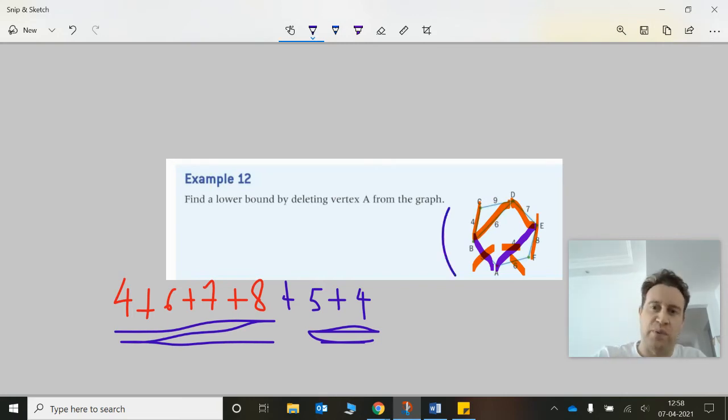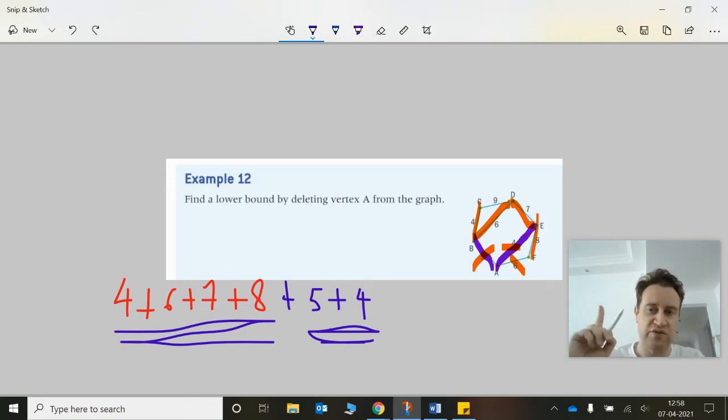Now, it's possible that actually gives us a viable Hamiltonian cycle. In this case, clearly it didn't. But if it gave us a viable Hamiltonian cycle, then we've also found the lowest possible Hamiltonian cycle, or the lowest possible route for the traveling salesman. But the likelihood is that we're not going to find that. We're just going to find a lower bound.